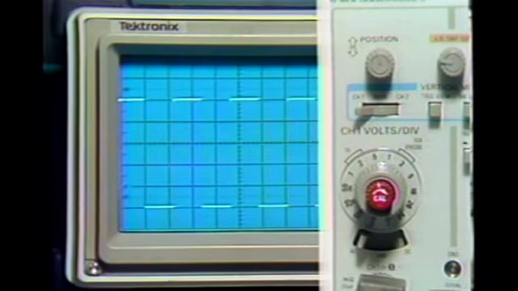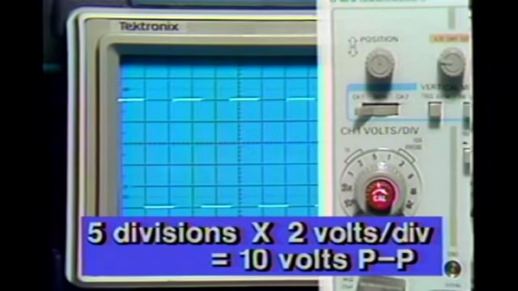For example, after positioning a signal on a graticule line, we can count the major vertical divisions and determine the signal amplitude. The signal is 5 major divisions high, and the volts per division control is set at 2 volts per major division. So the signal is 5 divisions times 2 volts per division, which equals 10 volts peak-to-peak amplitude.